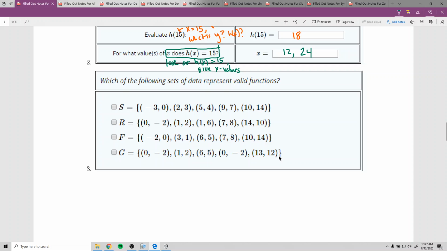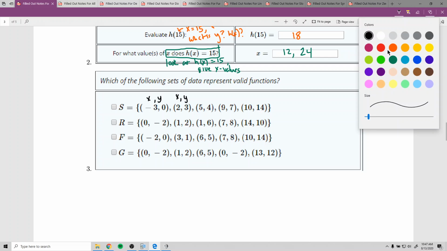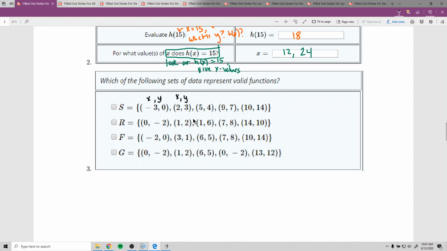All right, the next one is just sets. They're coordinate pairs. So x comma y. If you think about them all as x comma y, same idea from before. It asks which of the following sets represent valid functions. So we look for repeats of x values. We don't care about the y values being repeated at first. We just look for repeats of x values. The first one here has no repeated x values. So that means it is a function automatically.